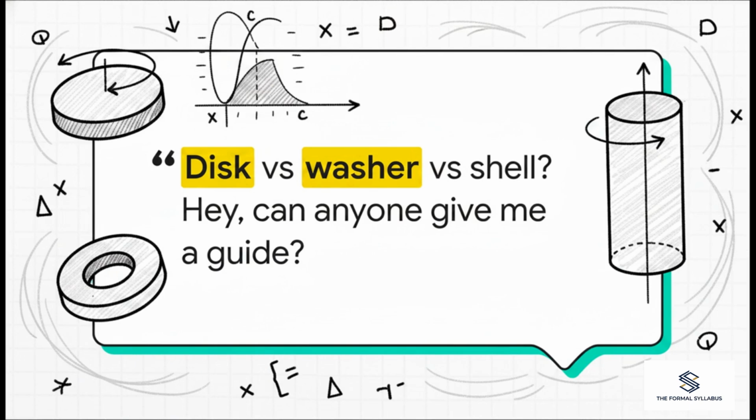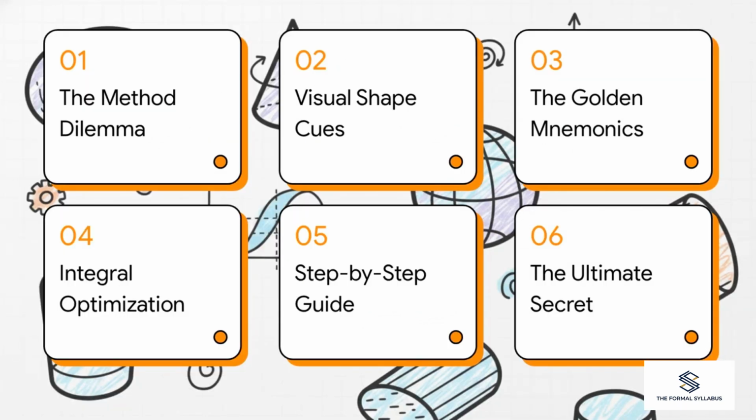Look at this quote from a Reddit user, asking for a guide because they're just so confused by disk versus washer versus shell. Honestly, if you have ever felt exactly like this, you are so far from alone. Students all over the globe freeze up when faced with these problems. You've got a bounding curve, an axis of revolution, and suddenly you have to pick between three completely different mathematical tools. And making the wrong choice feels like you're trapped in an impossible maze of algebra. But don't worry, we've got you covered.